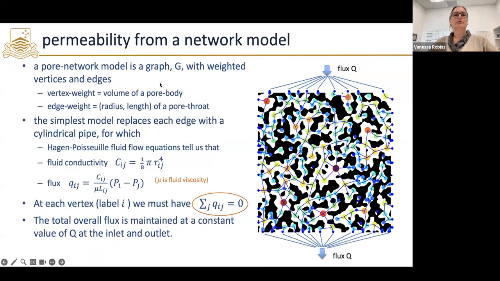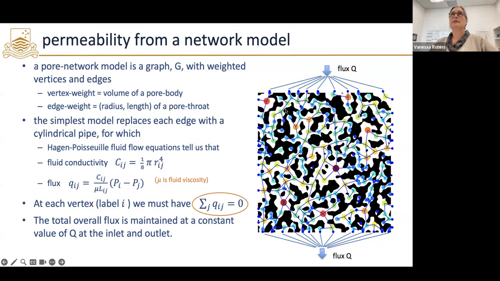Okay, so what's this pore network model? It is a graph with weighted vertices and weighted edges. The vertex weight is going to be the volume of a pore body, and the edge weight is going to be a pair. It's going to contain both the radius and the length of one of these throats.